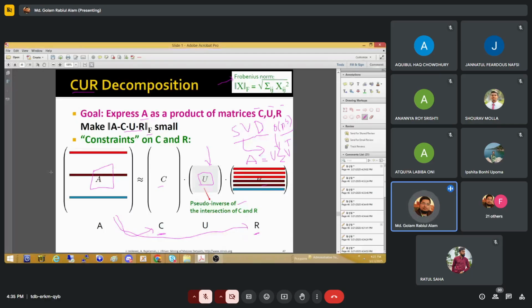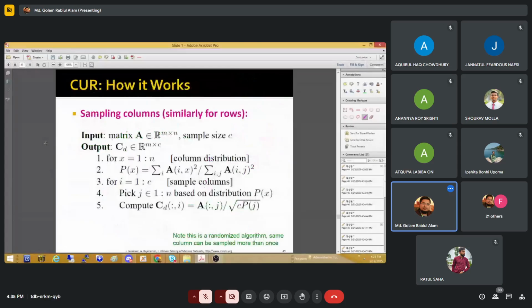The algorithm is given like this. Matrix A is our data set, and the size of our data set is m times n. That means we have m instances and n dimensions in our features. Here we have to find C, which is the columns in this case. That is the column selection part of the algorithm.